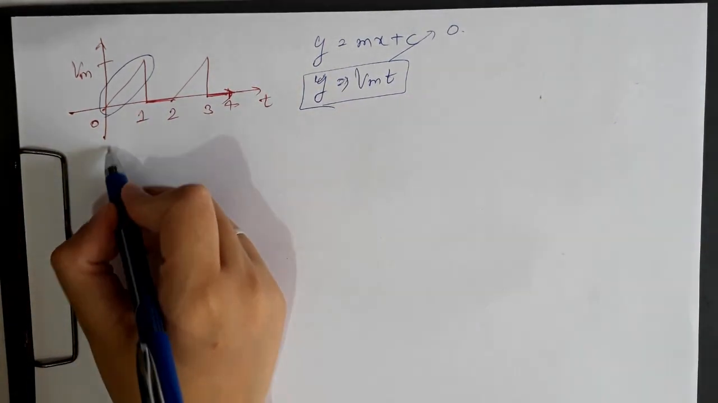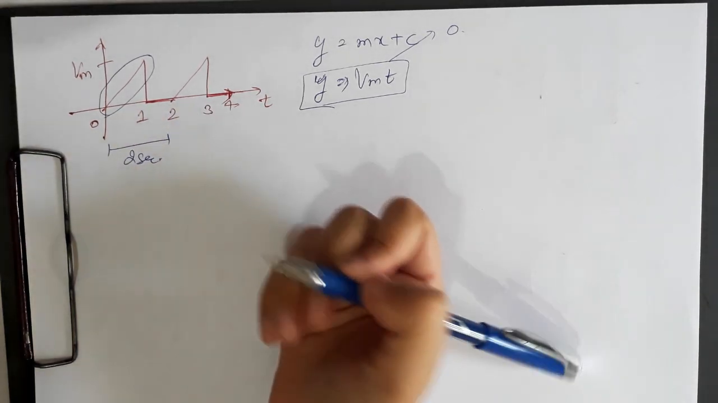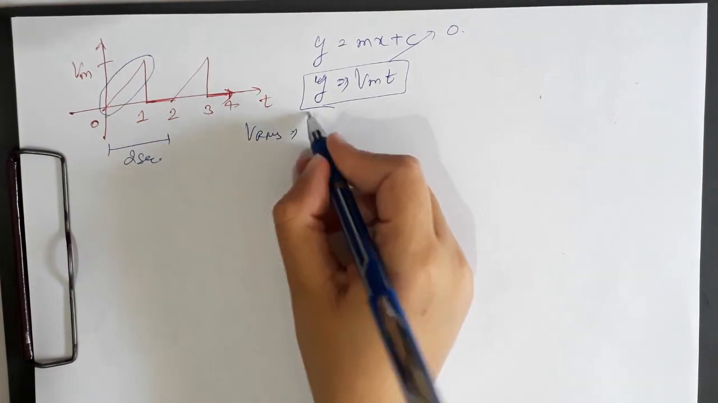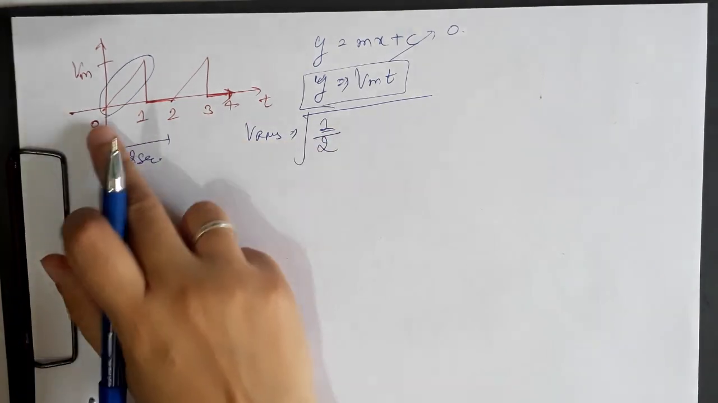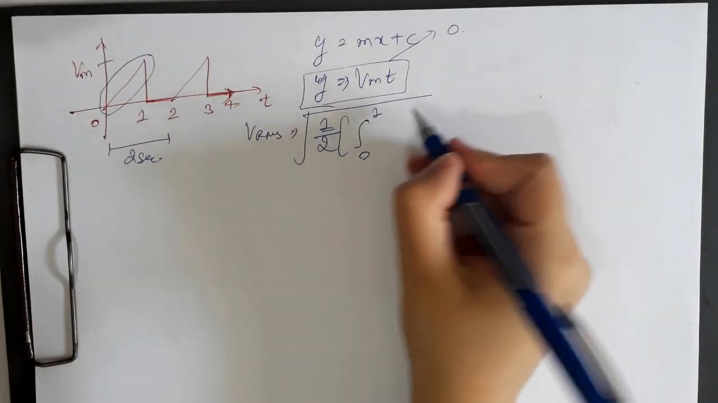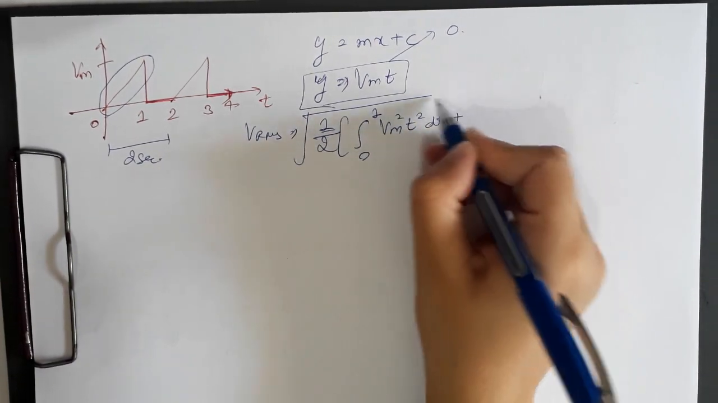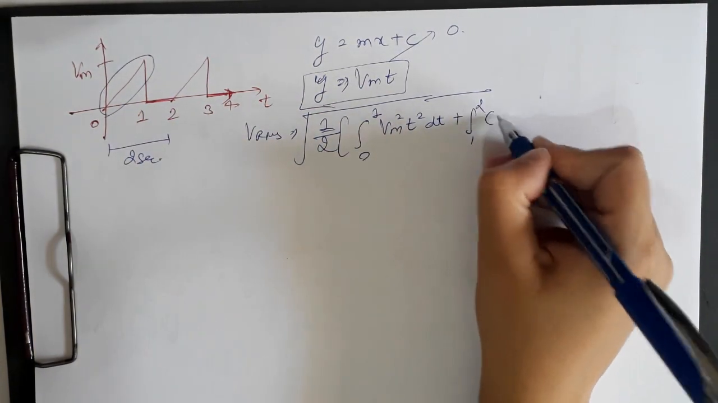Now friends, here the time period is 2 seconds because after 2 seconds the wave is repeating itself. Now we have to find the Vrms of this waveform, which is 1 upon T, so 1 upon 2. From 0 to 1, the equation of the line is Vm square into t square dt, plus from 1 to 2 the value is 0.